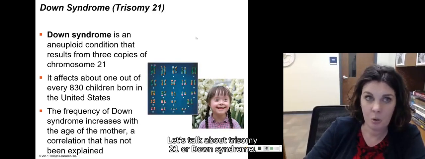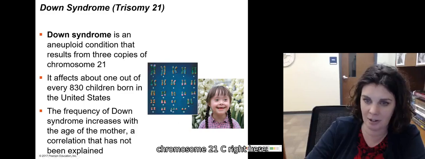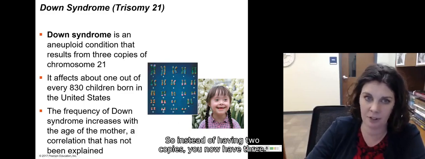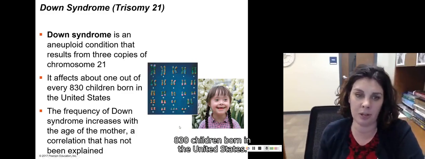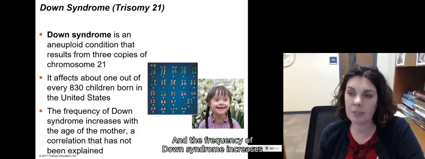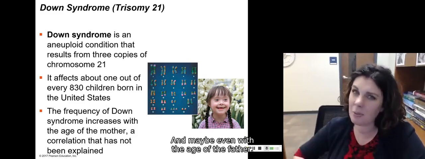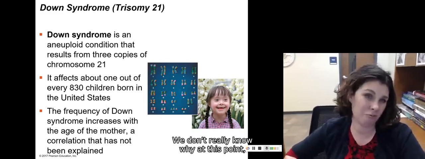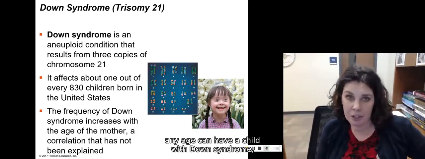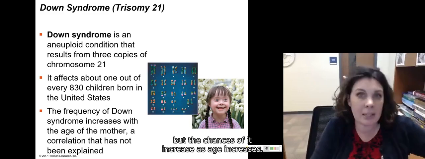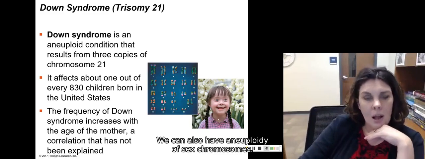So let's talk about trisomy 21, or Down syndrome. Trisomy tells you have 3 copies of chromosome 21, see right here. So instead of having 2 copies, you now have 3. This affects about 1 out of every 830 children born in the United States. And the frequency of Down syndrome increases with the age of the mother, and maybe even with the age of the father, although we don't really know why at this point. A mother of any age can have a child with Down syndrome, but the chances of it increase as age increases.